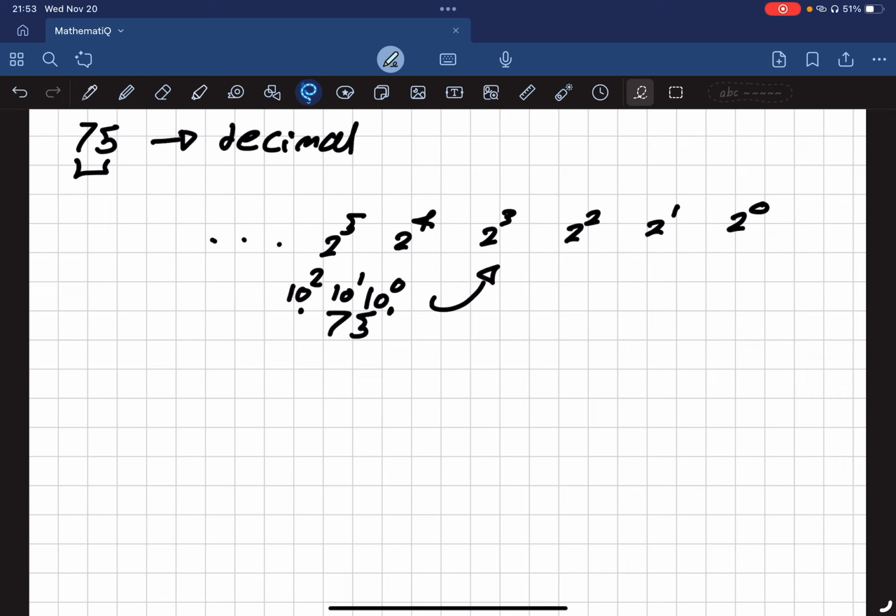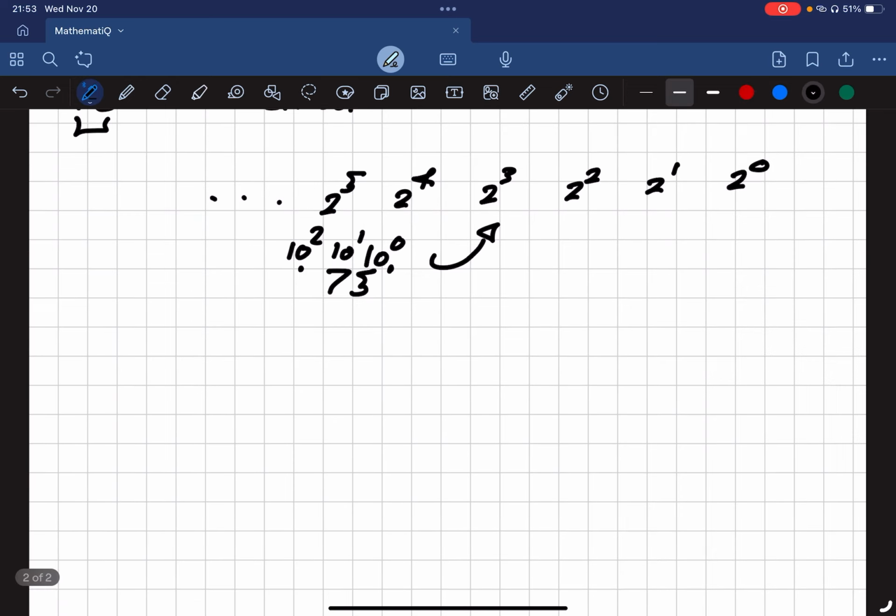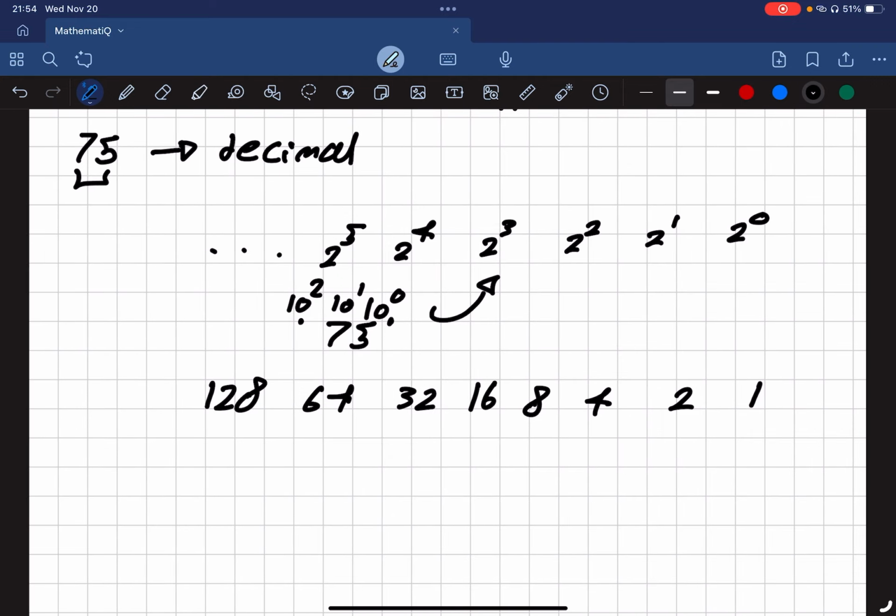So you want to write it out. You have 1, 2, 4, 8, 16, 32, 64, and 128. I'm only writing up to 128 because, as you'll see, any more is redundant, since you're going to work backwards and see how you can fit 75 into the number system.